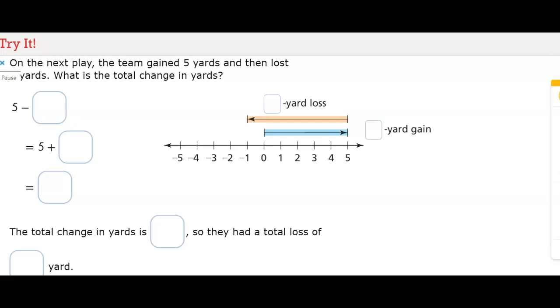On the next play, the team gained 5 yards and then lost 6 yards. What is the total change in yards? So we have to look at the picture and fill in the blanks. First we have this orange looking line that represents the negative yards lost. So how many yards did they lose? In the problem it says they lost 6 yards.